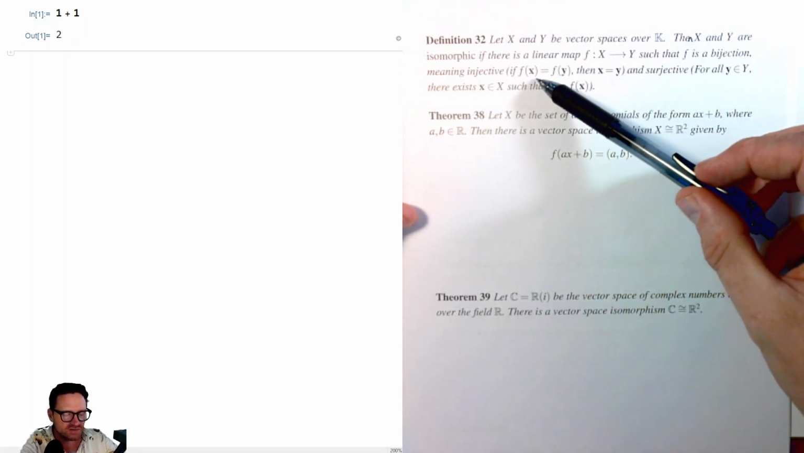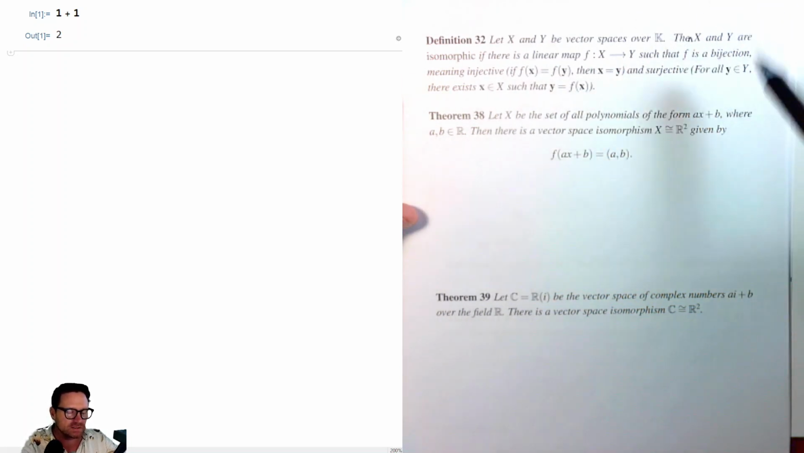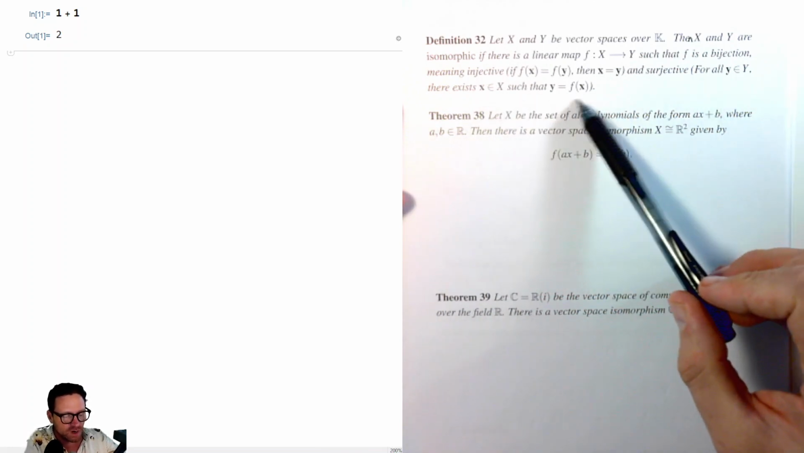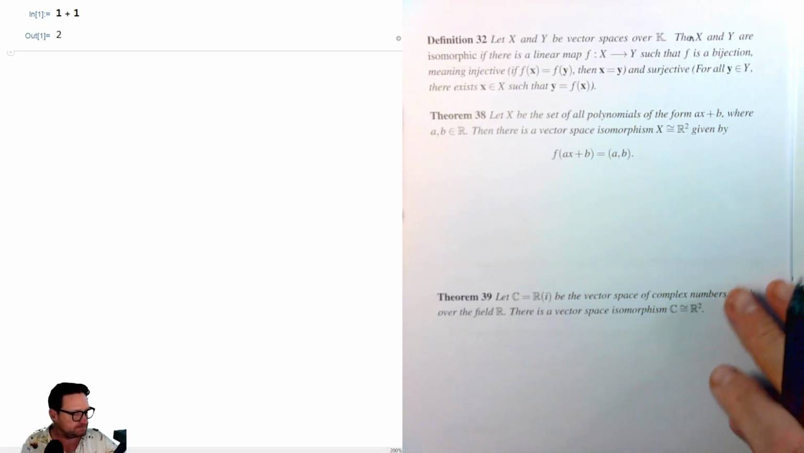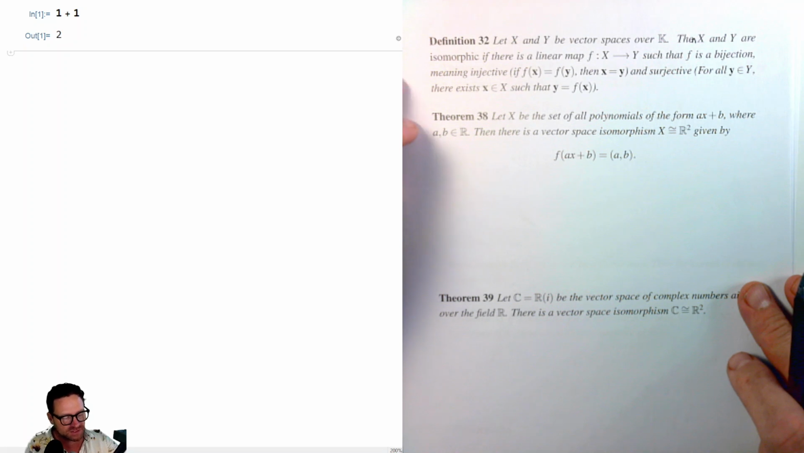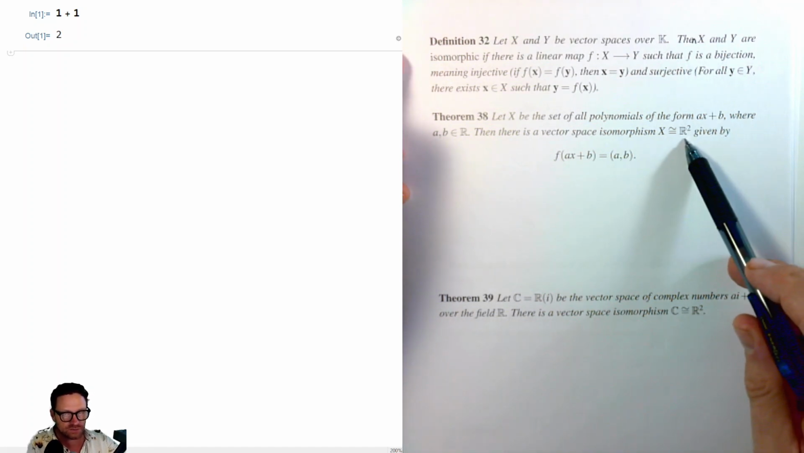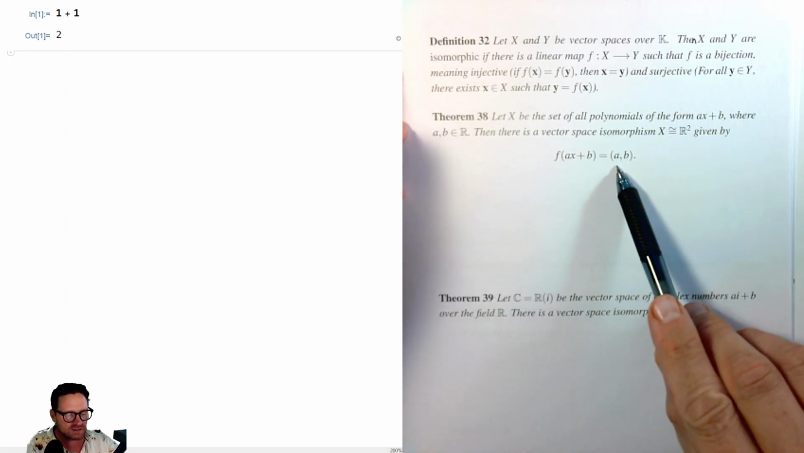Okay, now to show injectivity, if f of x is equal to f of y, we must show that x equals y. And surjectivity, for all elements of the codomain y, there exists an element of the domain x such that y is equal to f of x. Okay, Theorem 38. Let x be the set of all polynomials of the form ax plus b, where a and b are real numbers. Then there's a vector space isomorphism from x to 2 space given by f of ax plus b is the vector (a, b).